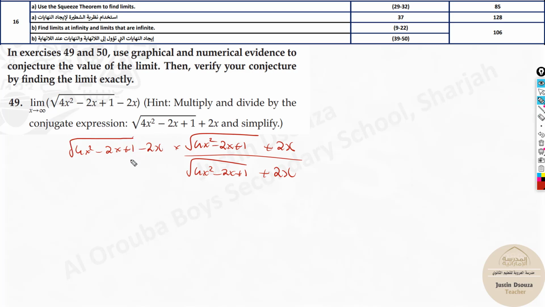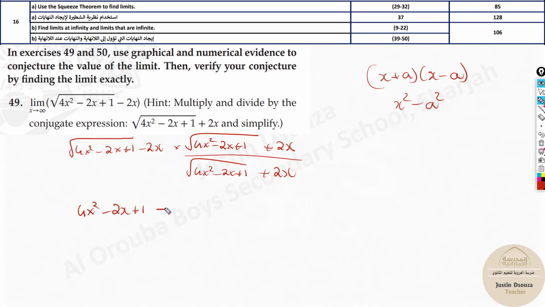Here I can use the difference of squares, that is, x plus a, x minus a. The formula is x squared minus a squared. I can apply that formula here. So the first term gets squared, which means the square and square root cancel. So it will be 4x squared minus 2x plus 1.